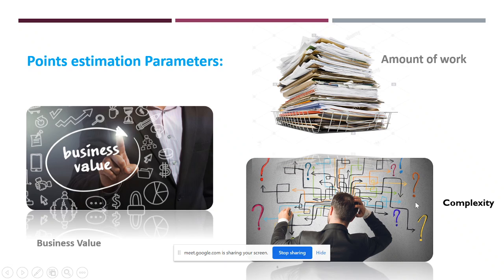Then coming to complexity. Complexity means how complex the business side is. Is there any complex logic you need to write for that feature, or any complex system you are going to develop for that feature? Based on that complexity also, we need to estimate the points of that story. So these are the different parameters: business value, amount of work, and complexity. Based on that, we need to identify what exactly point that user story should fit.